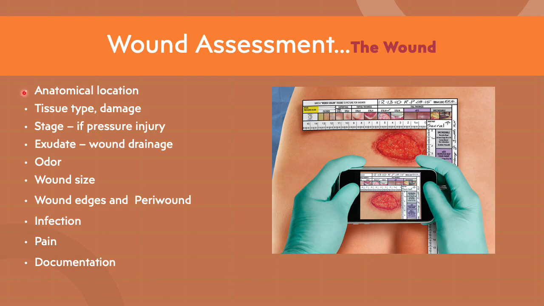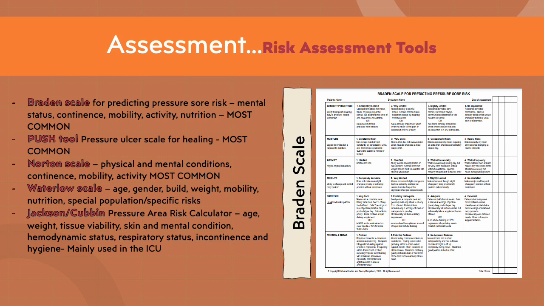This includes the anatomical location, tissue type and damage, staging if it's a pressure injury, exudate, odor, wound size, wound edges and peri-wound, infection, pain, and documentation. The most common risk assessment tools used to measure the risk of pressure injuries include the Braden scale, the PUSH tool, and the Norton scale. Waterlow scale and Jackson-Cuban are also used to measure the risk of pressure injuries.